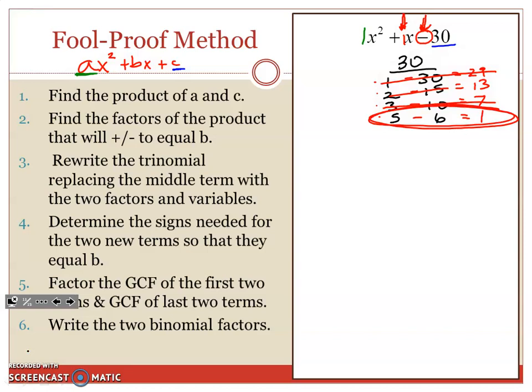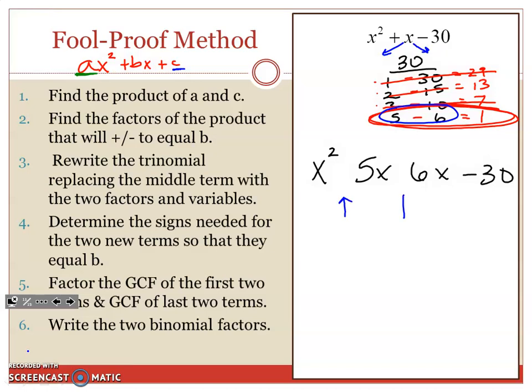So what I'm going to do is I'm going to rewrite my first and last term. So I've got an x squared and I've got a negative 30. I'm just rewriting those. And then I'm going to split this up using my two factors that I found, 5 and 6. So instead of having a positive x, now I'm going to have a 5x and a 6x. Our next step is we need to figure out what signs need to go in front of 5x and 6x.